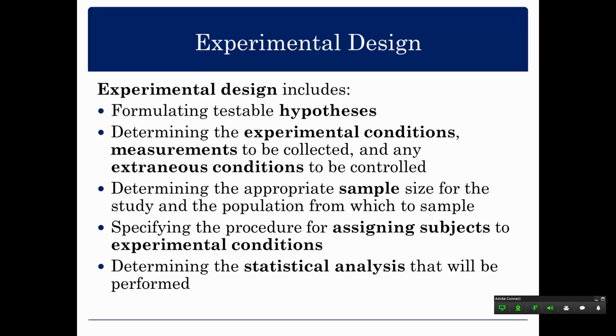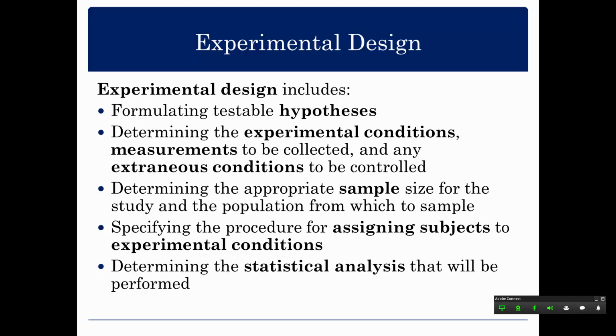What measurements are you going to collect? What other extraneous conditions are you going to control? If you know that gender could potentially impact your outcome, you have to figure out how you're going to control that. Either you're going to limit your sample to only males or only females, or you're going to somehow modify your randomization. Regardless, you need to make sure that you have some way incorporated that into the design of your study.